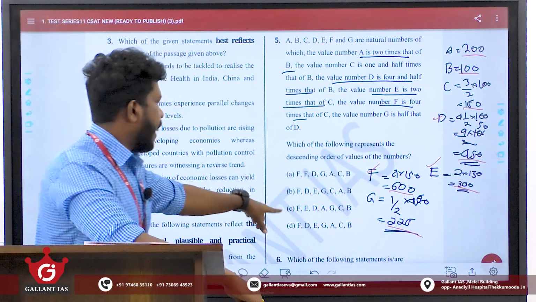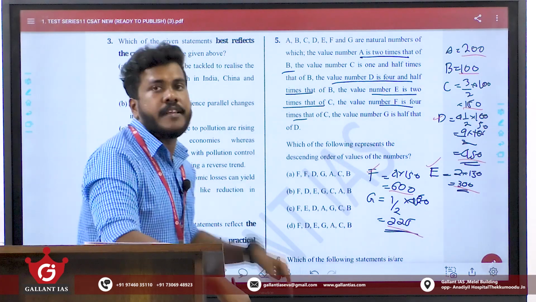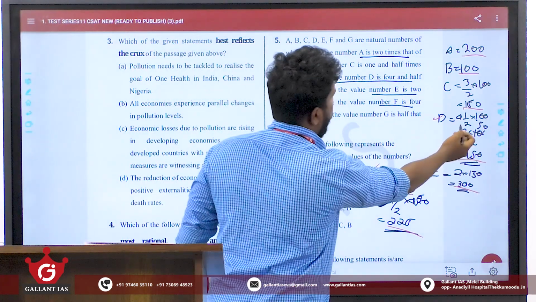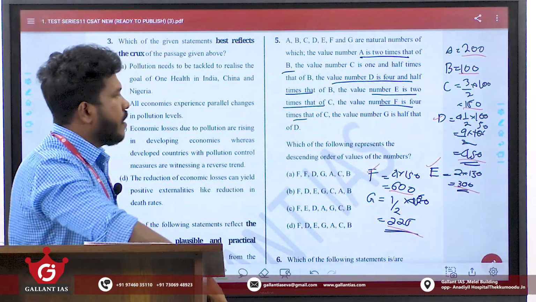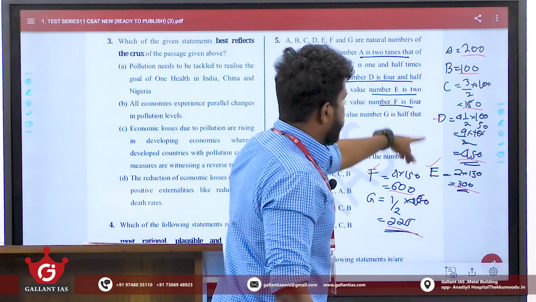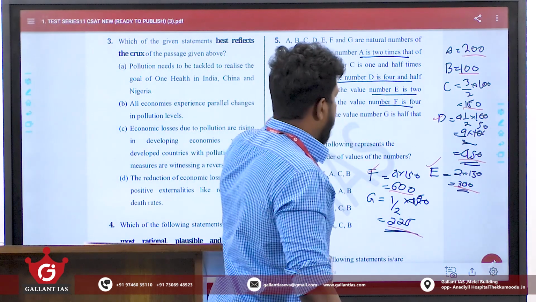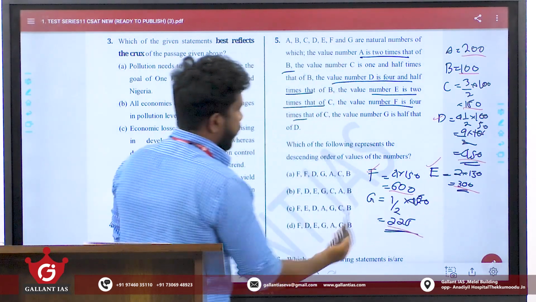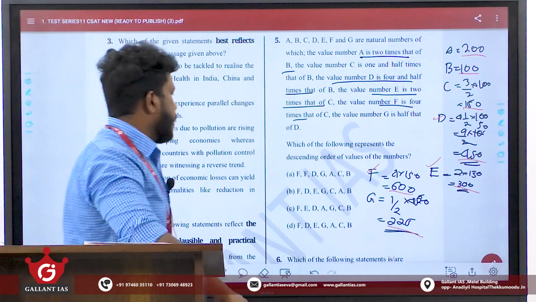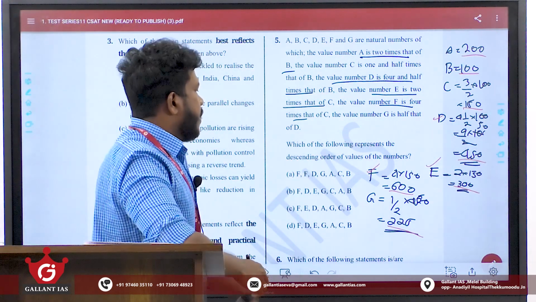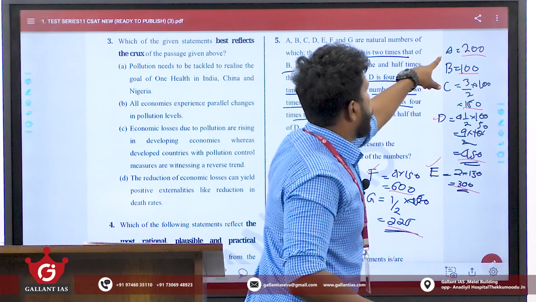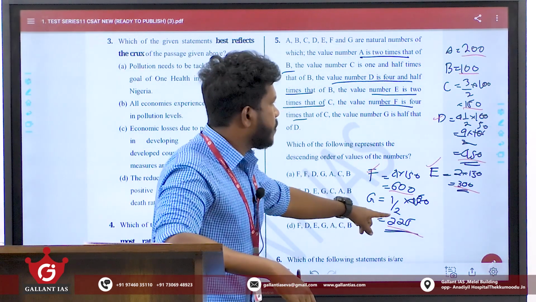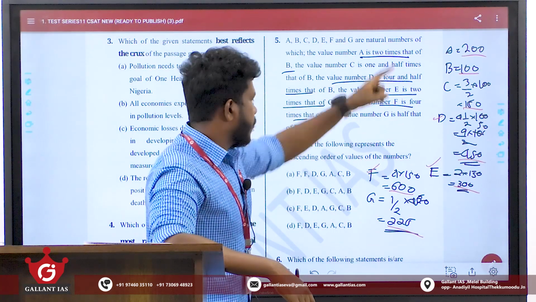So you can eliminate option A and C, and you can focus on option B and D, right? After D, the value is 450. After 450, which value will be the highest value? After 300, which value will be the higher value? After 300, it will be 225. It will be G, right? G will be the fourth position, right? After 225, which will be the highest value? It will be A, right?